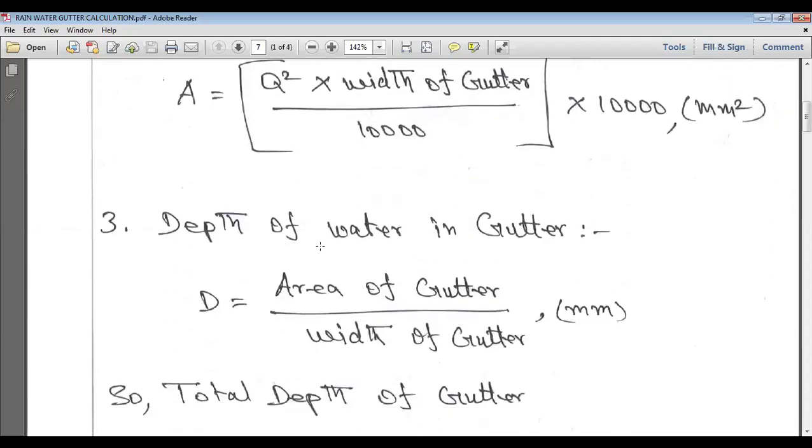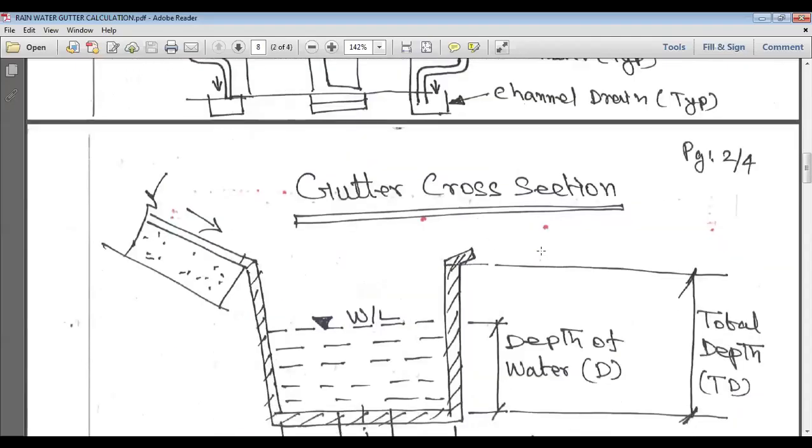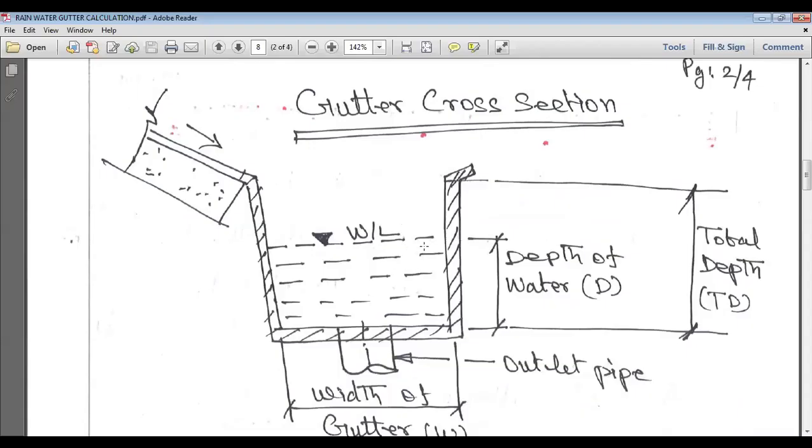Depth of water in the gutter, D, equals the area of the gutter divided by the width of the gutter. You will get the answer in mm. The depth of the water is measured from the water level to the bottom of the gutter. This is the depth of the water.